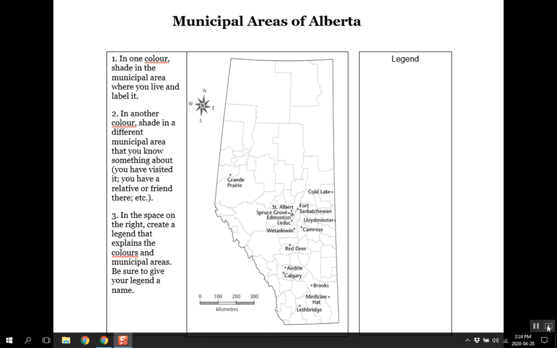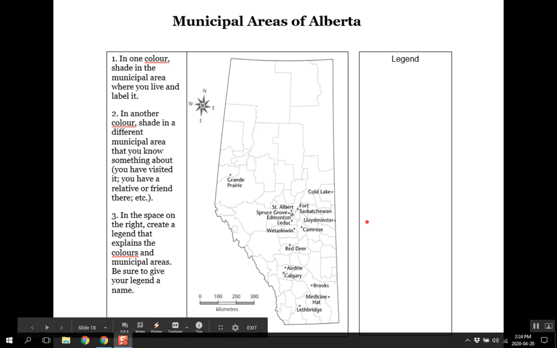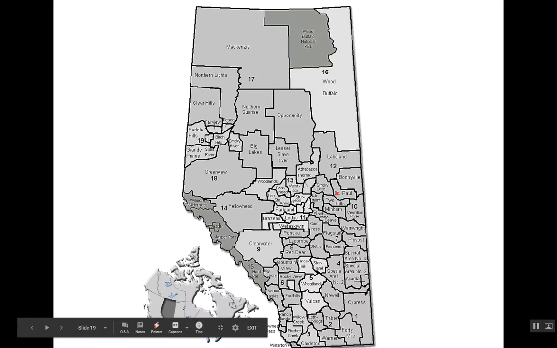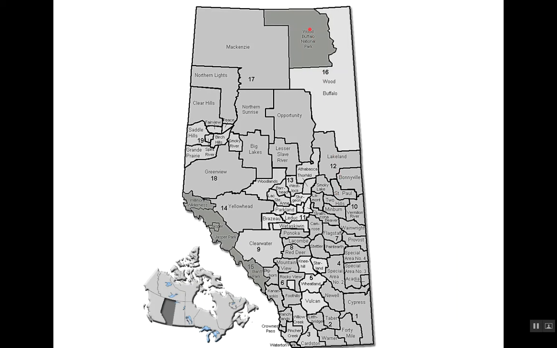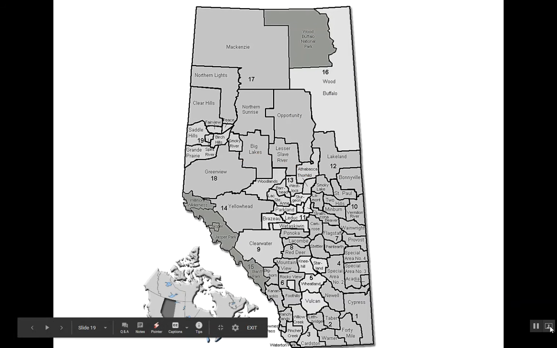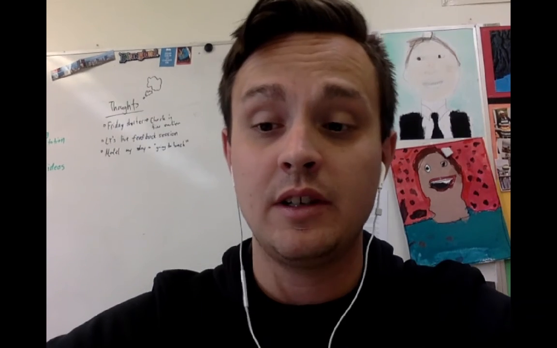Okay, so that's your map activity. If you need a little bit more information on what area is which, this next slide actually has the name of every municipality. So if you're not sure which one is which, you can go to that slide. So your task is to pause the video now and complete that task. Welcome back.